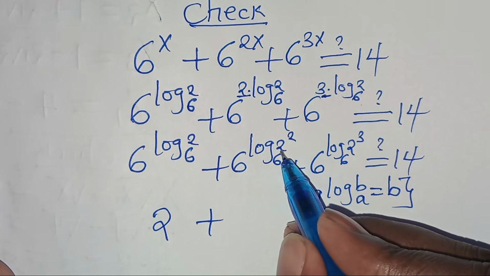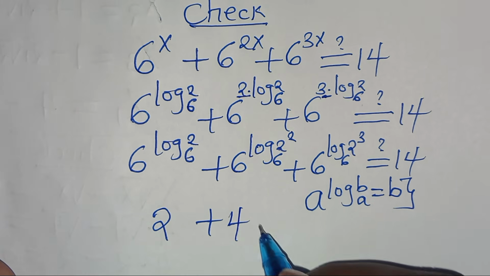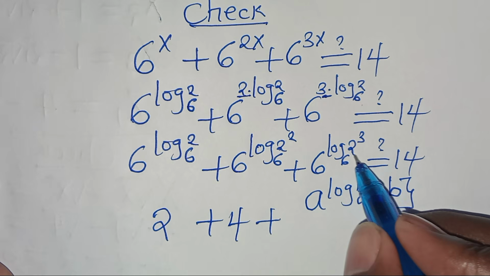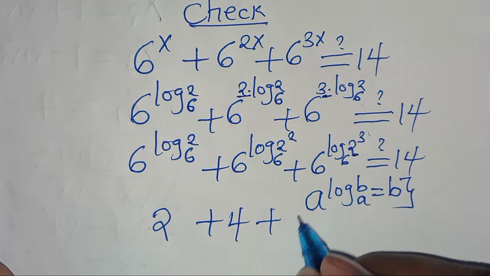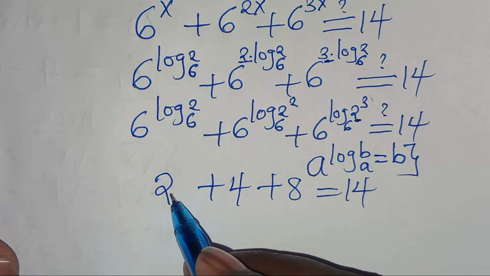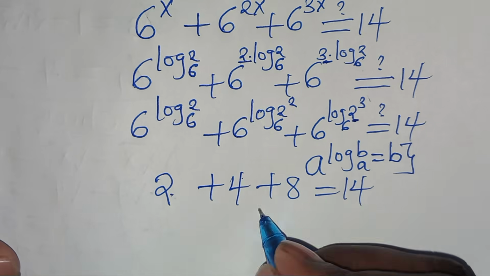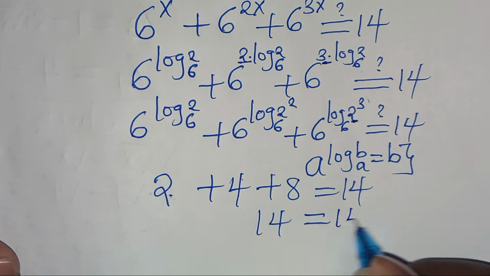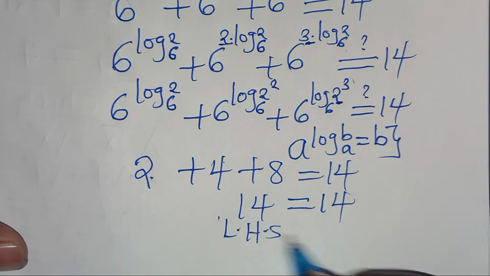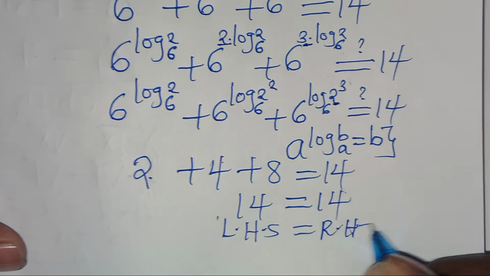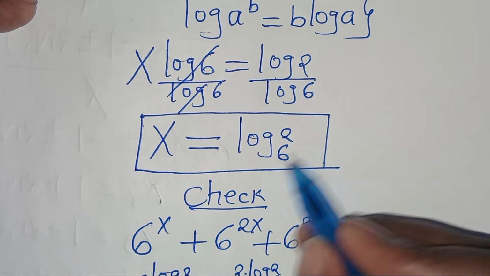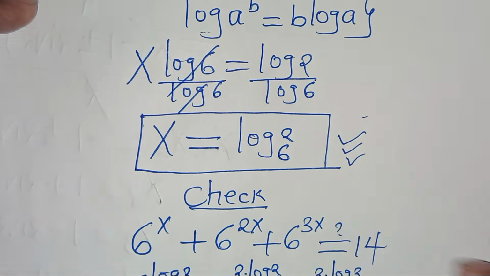6 raised to the power of log 2 squared to base 6, which is the same thing as 2 squared, which is 4, plus 6 to the power of log 2 to the power of 3 to base 6. This will give us 2 to the power of 3, which is 8, and this should give us a value of 14. So 2 plus 4 is 6, plus 8 is 14, which is equal to 14. So we have that the left hand side is equal to the right hand side. And this proves that the value of x, which is log 2 to base 6, actually satisfies the equation.